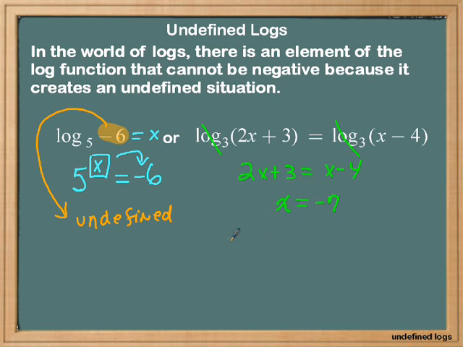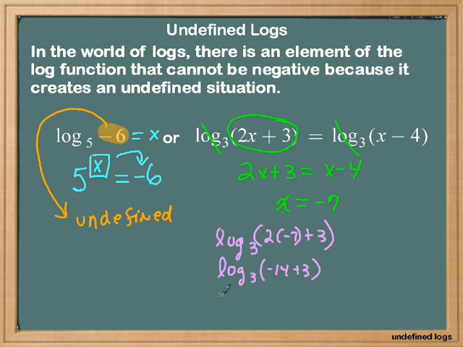Now I don't know if it's going to be an undefined situation till I plug it back into here and see if it comes out negative. So I'm going to go ahead and plug this in and see what happens. So I have log of 3 times 2 times negative 7 plus 3, and see what happens here. And I'm going to get log of 3 times negative 14 plus 3, and here it is. I have a negative 11, and for that reason it's undefined.